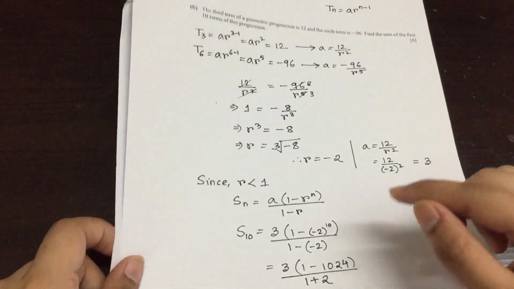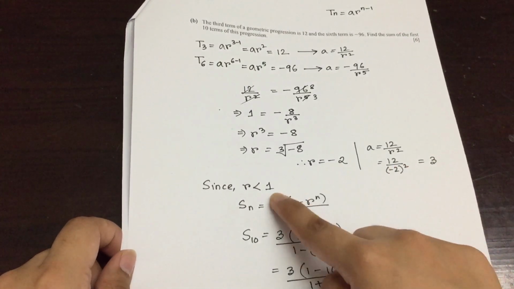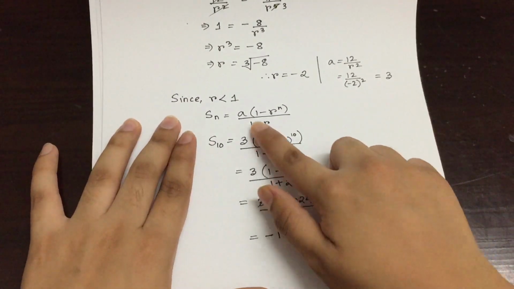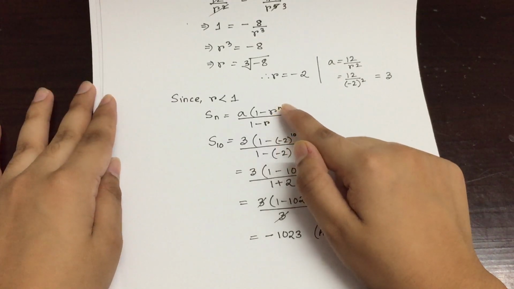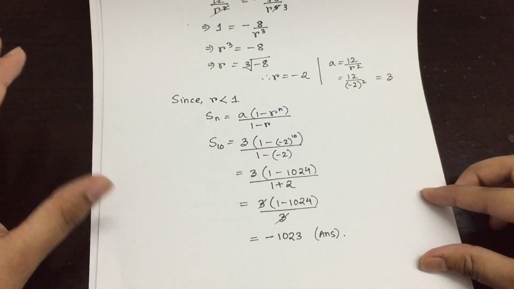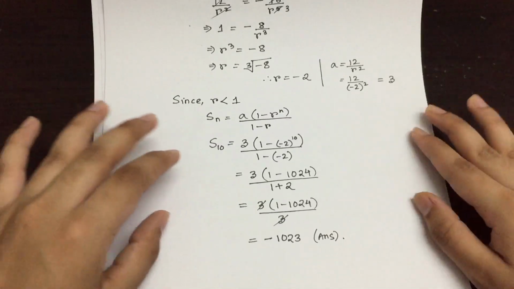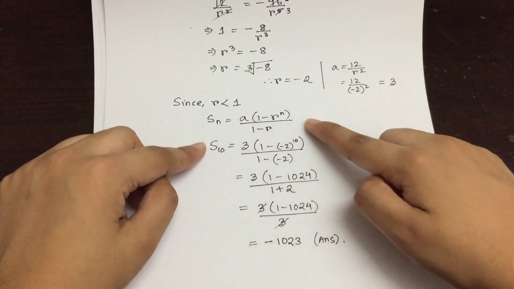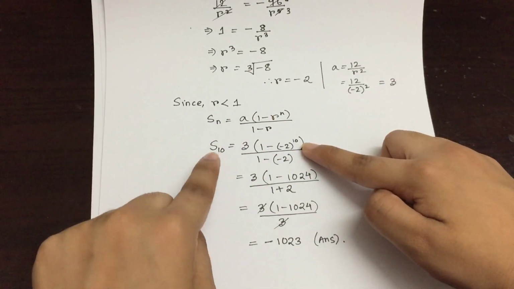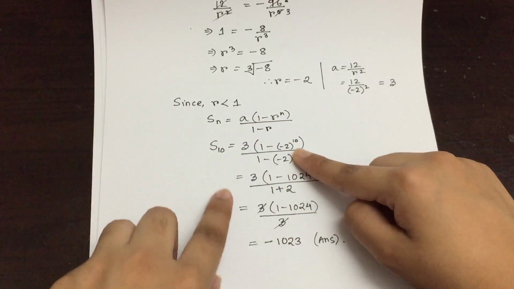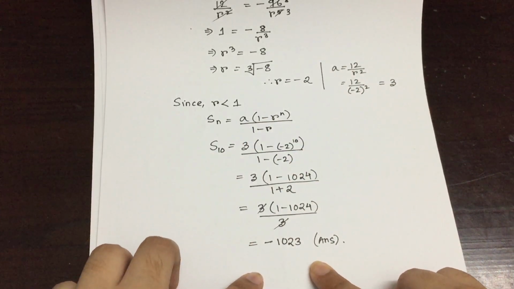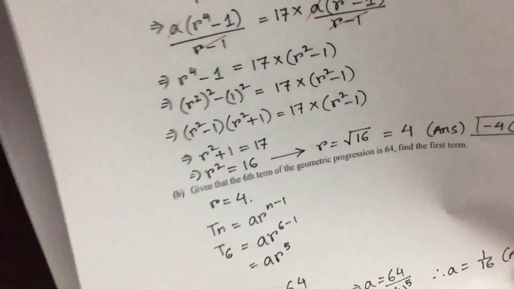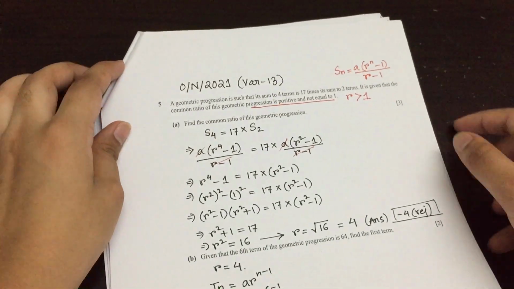So now you have your a and your r as well. So now you can easily use the formula, and since my r is minus 2 and it's less than 1, we use this sum formula, which is a times 1 minus r to the power n. I'm really sorry for the background noise. Okay, so here it goes. So this is the sum here. So this is S10. I have the value of a and the value of r. So you just place the formula and you get minus 1023 as your answer. Let's move on to the next one.